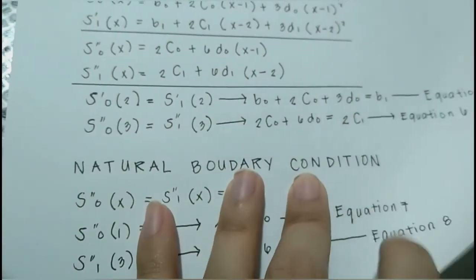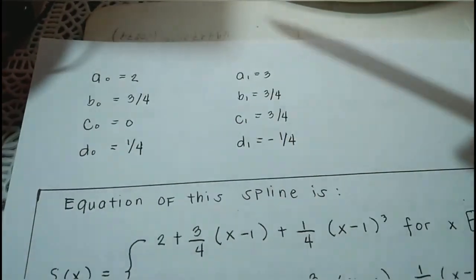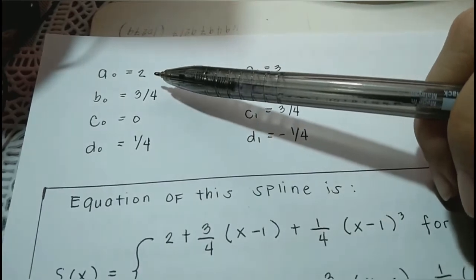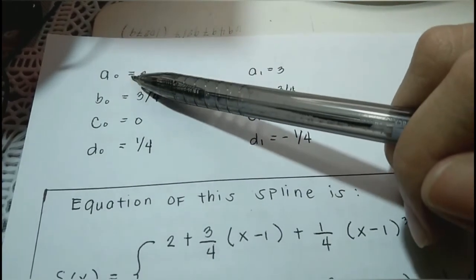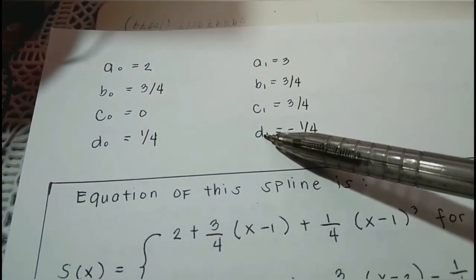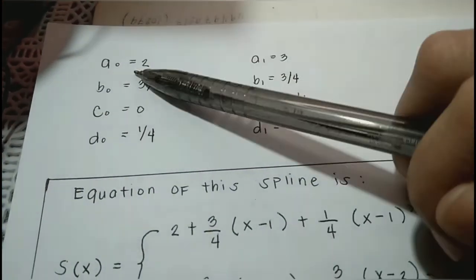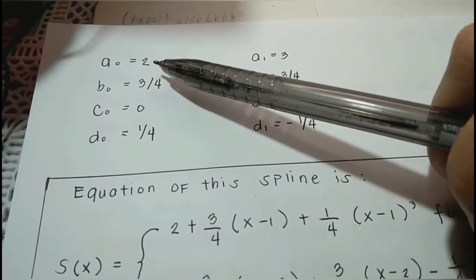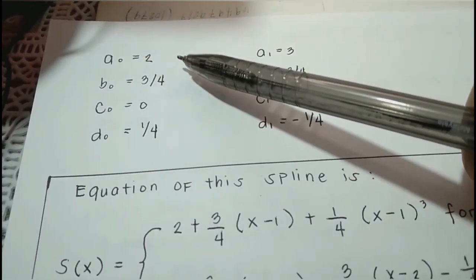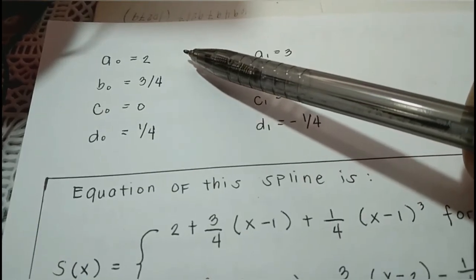So the next is, after getting the 8 equations, we solve the 8 unknowns, which are a node, b node, c node, d node, a1, b1, c1, and d1. So we can get it by inputting in calculator mode: mode 5, option 1 for the 991EX, and mode 5 for the 991ES calculator.